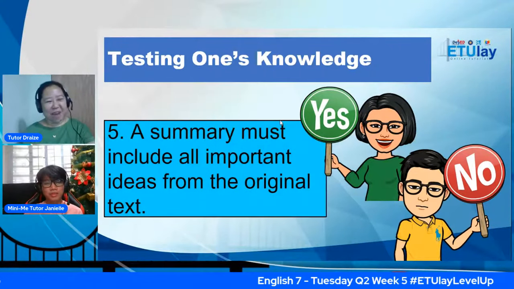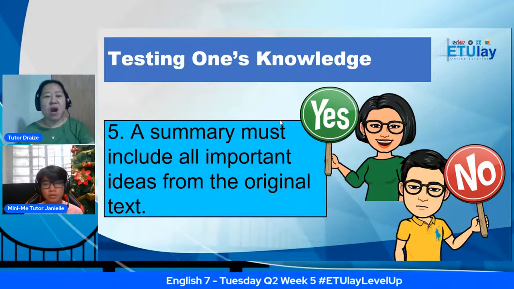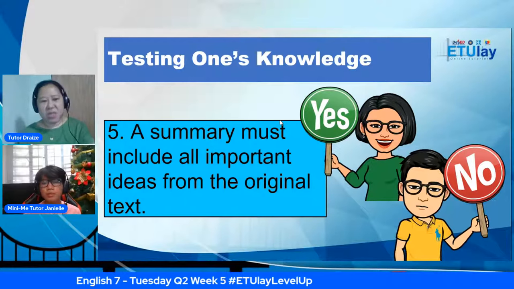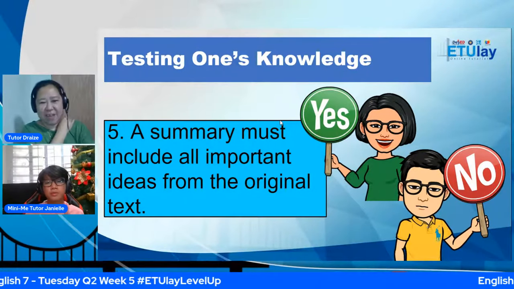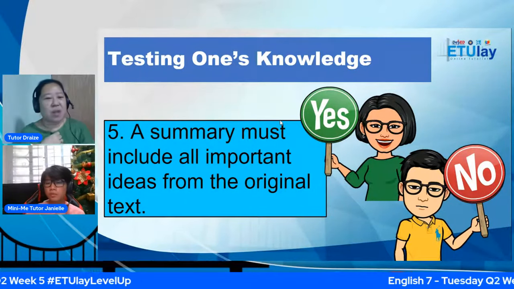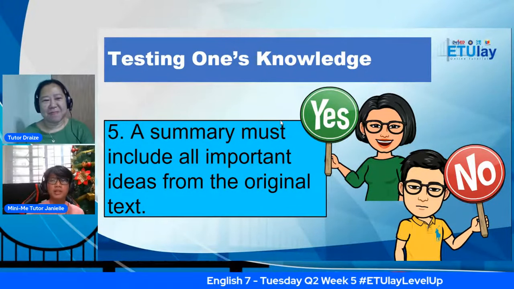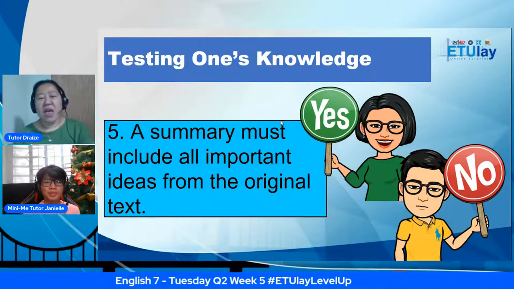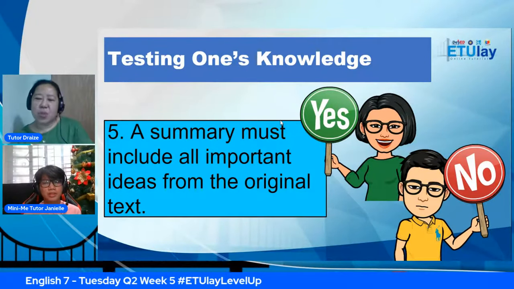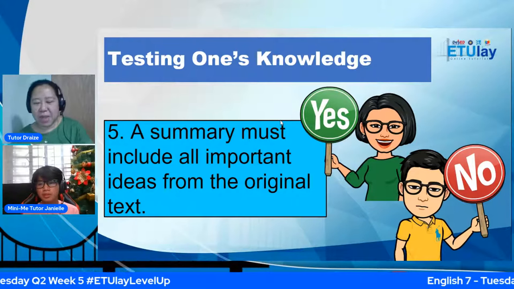Next, let's have number five. A summary must include all important ideas from the original text. What is your answer for number five, Kuya Janiel? My answer, ma'am, is I think that is a yes, ma'am. Is it a yes? Let's wait for their answers because they're still typing.